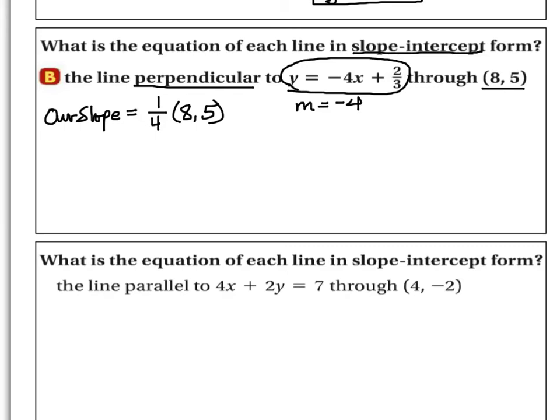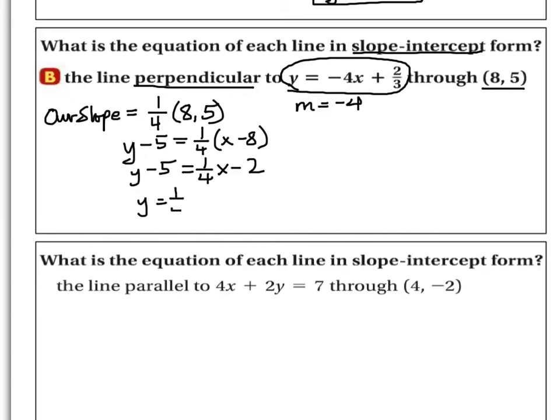Okay, so again, I'm going to plug this in. So y minus 5 equals 1/4 times x minus 8. Put it in point slope form. Distribute the 1/4. So y minus 5 equals 1/4 x, and 8 divided by 4 is 2. Add 5 to each side, and y is going to equal 1/4 x plus 3.